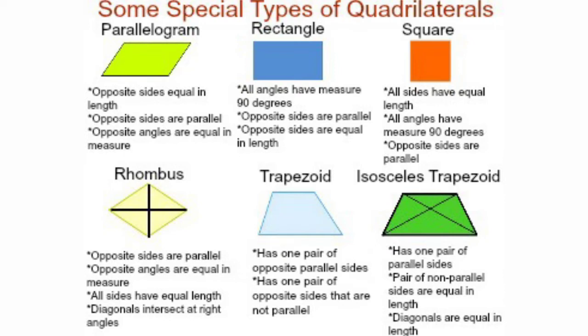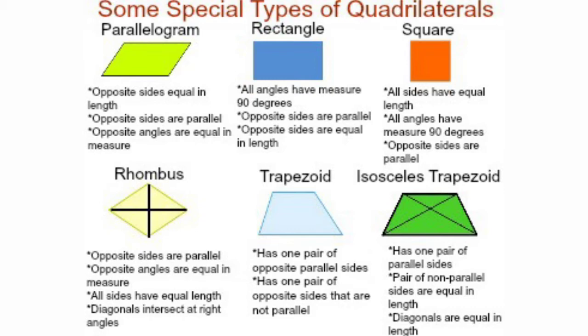Parallelogram. In a parallelogram, opposite sides are equal in length. Opposite sides are parallel. Opposite angles are equal in measure. In a rectangle, all angles have measure 90 degrees. Opposite sides are parallel. Opposite sides are equal in length. Next is square. All sides have equal length. All angles have measure 90 degrees.